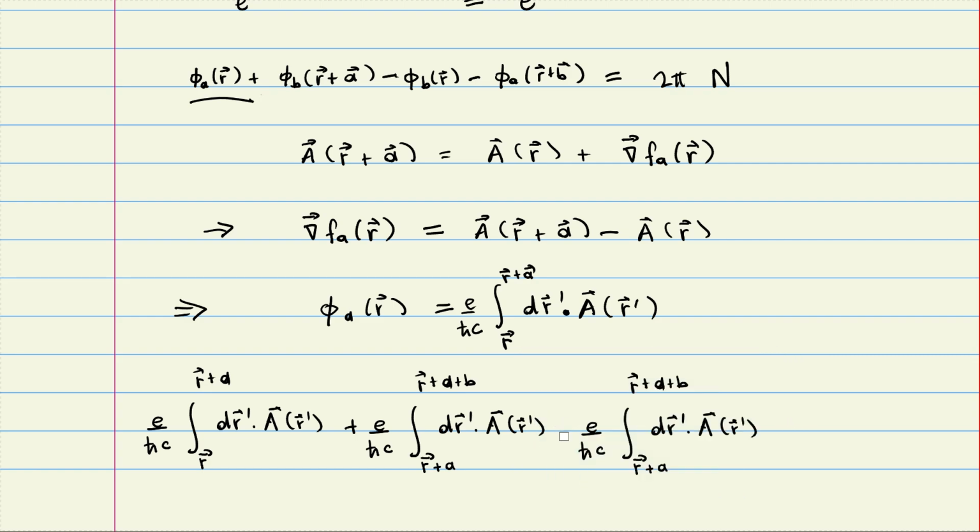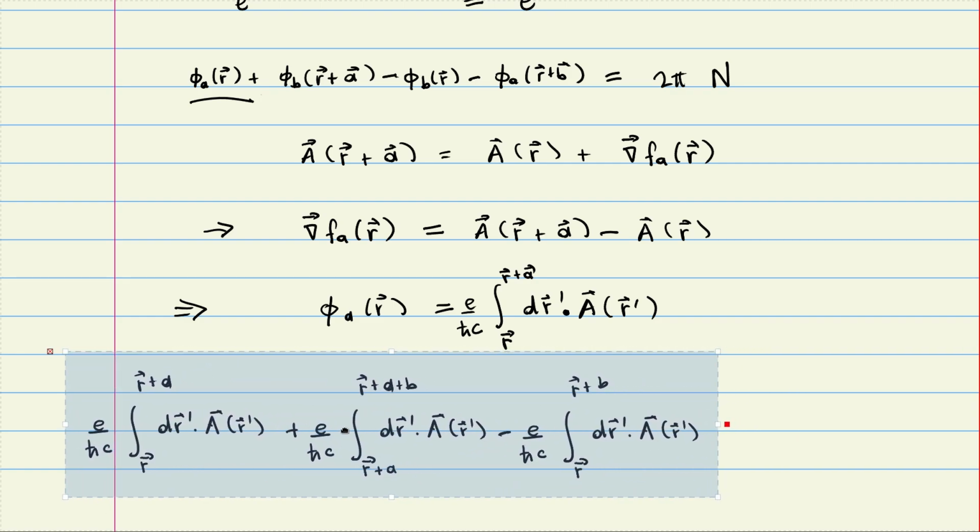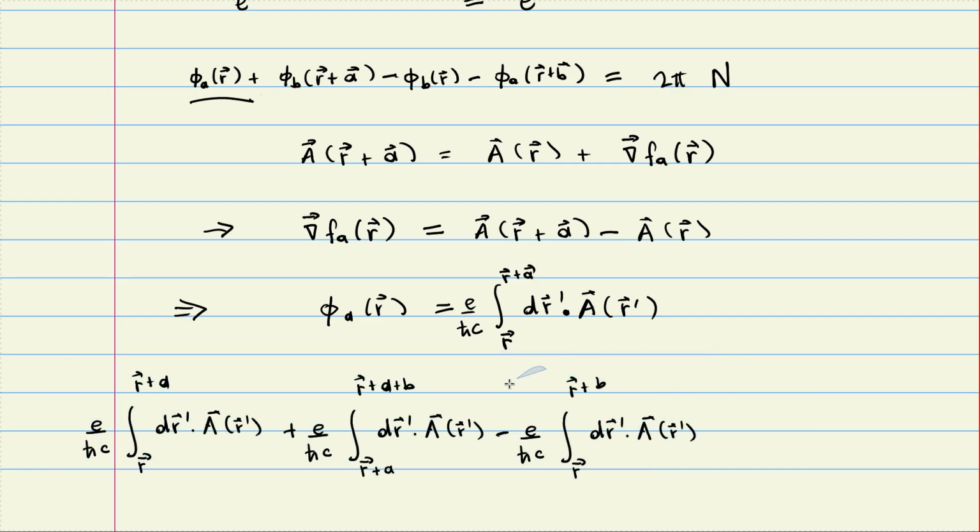So this one is going to be minus, and this is going from r to r plus b. So this is r to r plus b. And one last one. So this is going to go from r plus b to r plus b plus a.